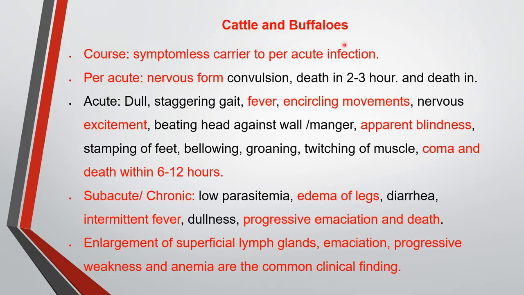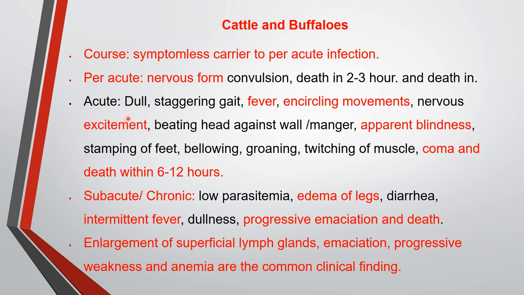Signs in cattle and buffaloes. The course varies by various factors, and the course from a symptomless carrier to per-acute infection is also observed. In per-acute cases, there is a nervous form with convulsion and circling. Death in 2 to 3 hours, sometimes without premonitory symptoms.